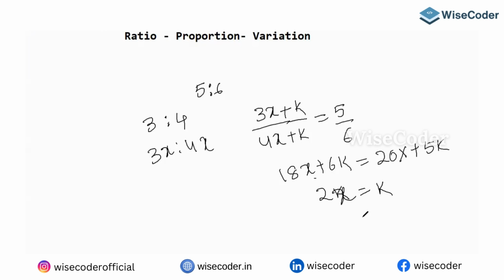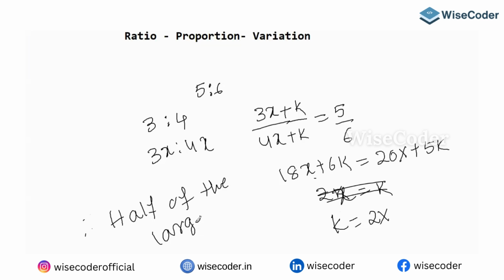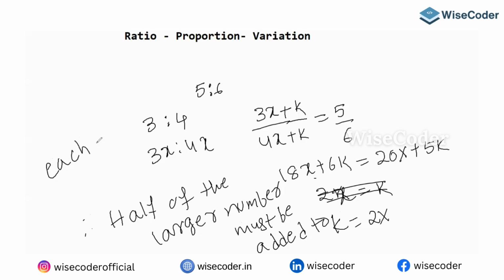So half of the larger number must be added to each number. So finally, what you get here is k is equal to 2x, so half of the larger number must be added to each number.